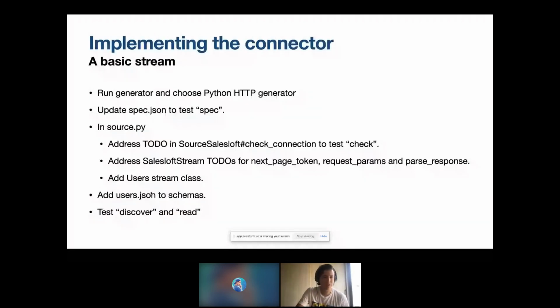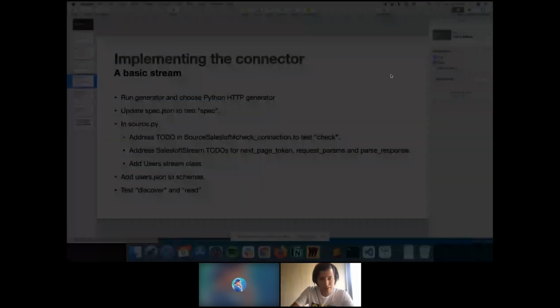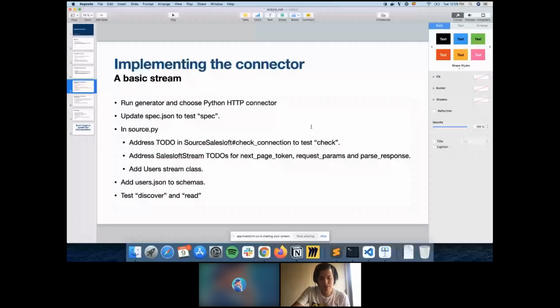So the first step was running the generator. That generator gives you the different options to create a connector, like a Python HTTP connector. I have a title here. Should be connector, or better, source, I think. And other types of connector, like I think Java is also a supported language, and different other options. So we went the Python way.